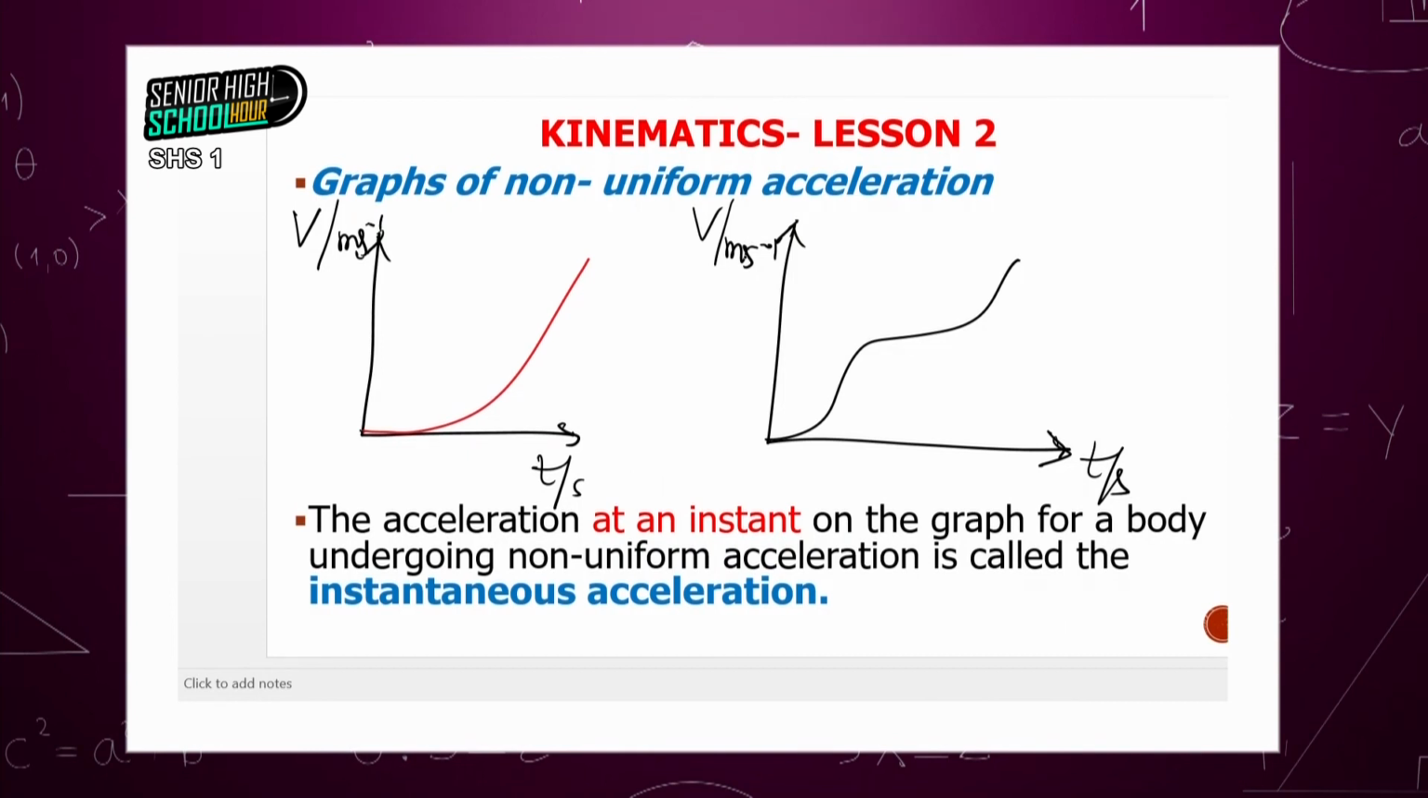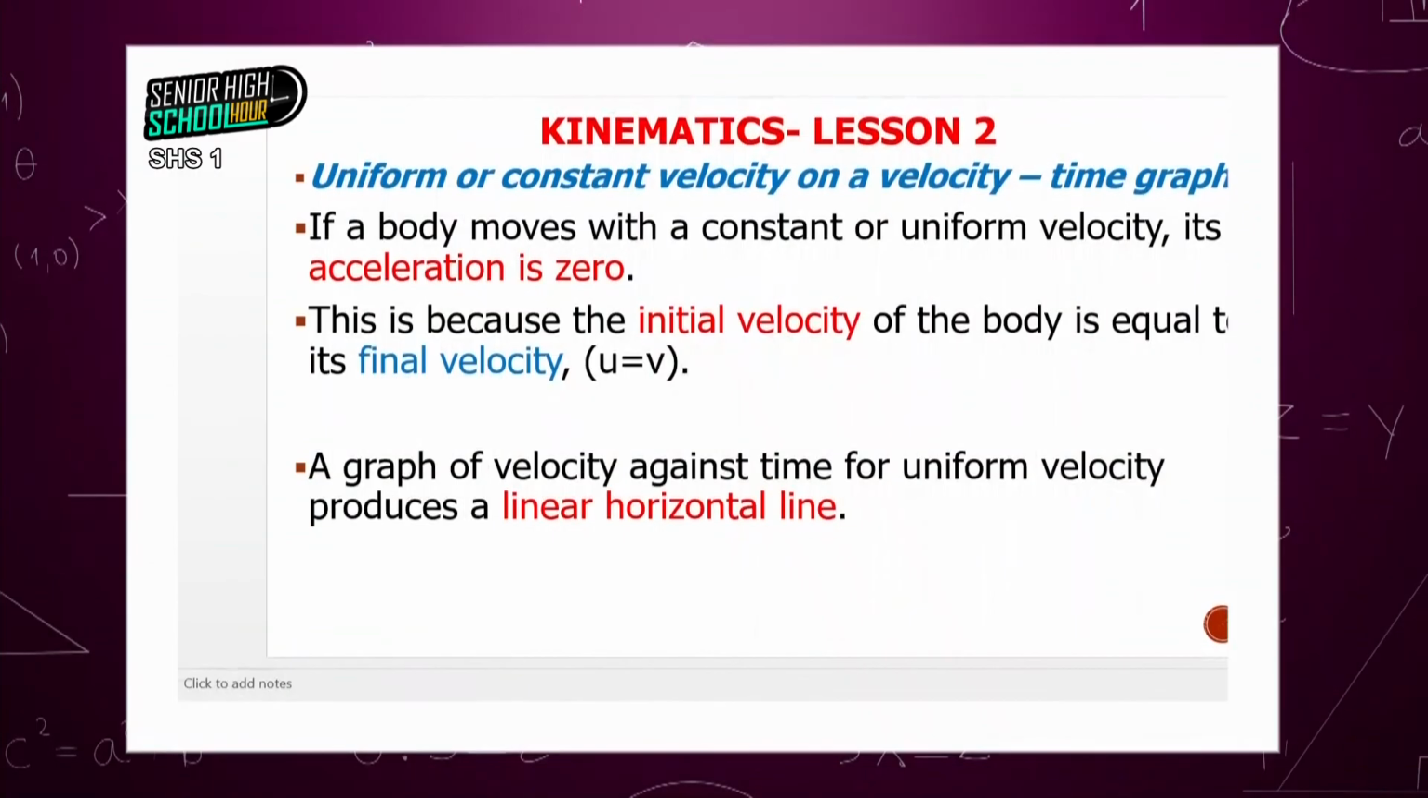Then there's another thing that is quite interesting. We can have a velocity time graph, and you do not have a curve that is moving maybe upwards. You do not have a straight line also moving upwards. But we can have a horizontal line. That's what we call the uniform or the constant velocity on a velocity time graph. So we are saying that if a body moves with a constant or uniform velocity, its acceleration is zero. In other words, a body moving with a uniform or a constant velocity does not accelerate. And we will look at that one in a jiffy. Why are we saying so?